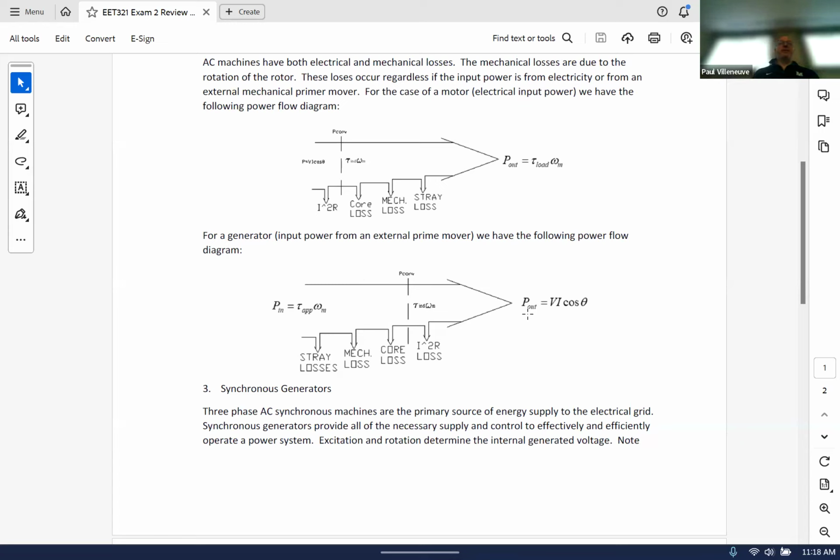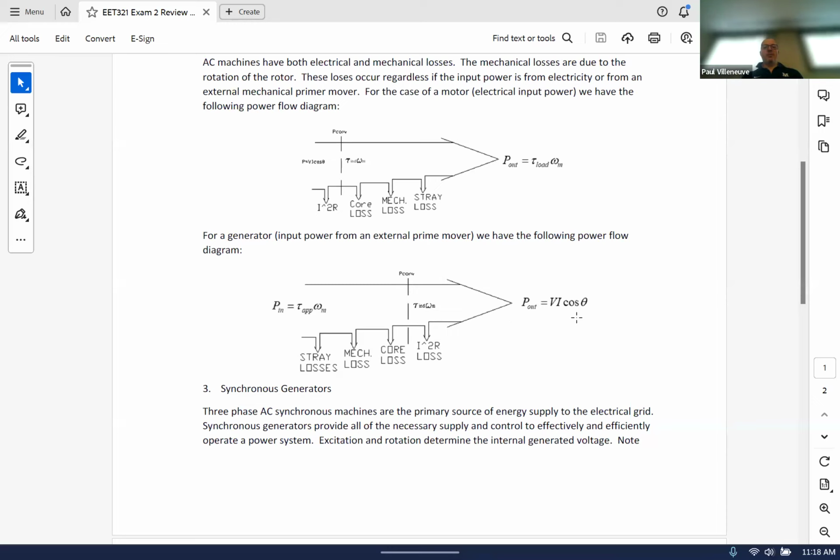And just notice it's VI cosine theta, not VI, because that would be S, right? That would be the total power, and the total power includes reactive power, which is Q, but that's not real power. So all the energy that is put into the system actually doesn't have to include any energy for reactive power. That comes from another place or another supply. So your turbine is only putting in watts, and you're outputting watts.